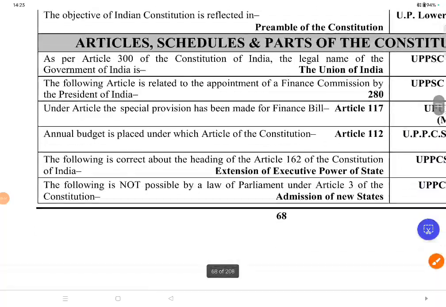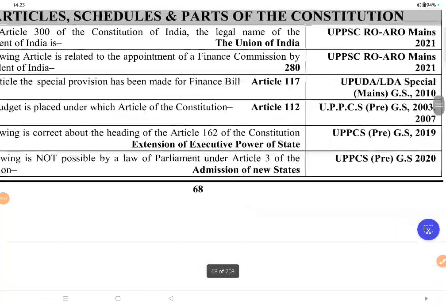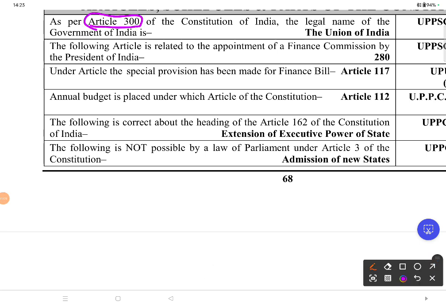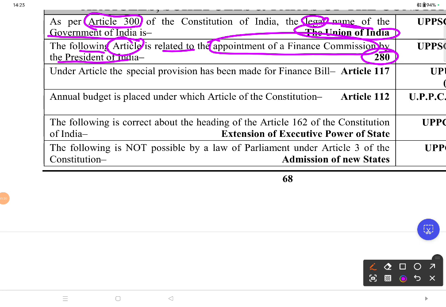Move on to the next chapter, that is articles, schedules and parts of the Constitution. As per Article 300 of the Constitution of India, the legal name of the Government of India is Union, the Union of India. The following article is related to the appointment of Finance Commission by President of India, Article 280.